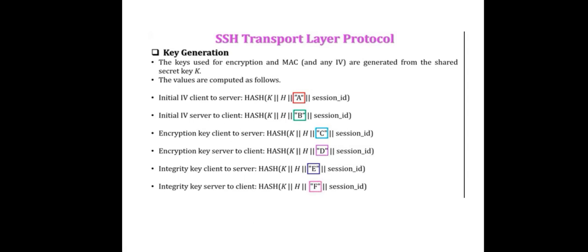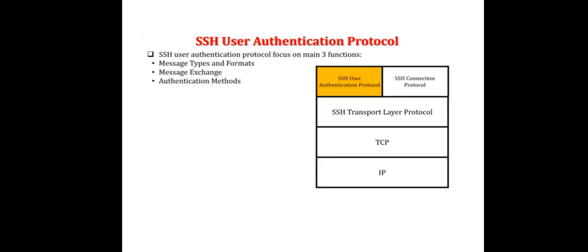And the encryption key from server to client: same as before, K is the secret key, H is the hash value, and D is generated from the secret key K. Then the integrity key from client to server, E, is also generated from the secret key, and F is also generated from the secret key for the integrity key from server to client. Now next is the SSH user authentication protocol.